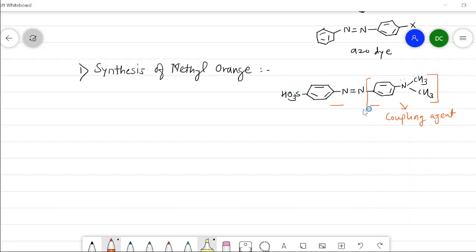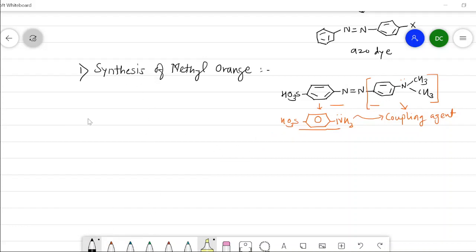Now the remaining part will be the diazonium salt, and this diazonium salt is prepared by taking an NH2 group here. So here we get a primary aromatic amine, that is NH2, which is attached to the SO3H group. So it is sulfanilic acid. So methyl orange is formed by diazotization of sulfanilic acid, and then it is coupled with a coupling agent, that is N,N-dimethyl aniline. So we have to take these two reactants for the synthesis of methyl orange.